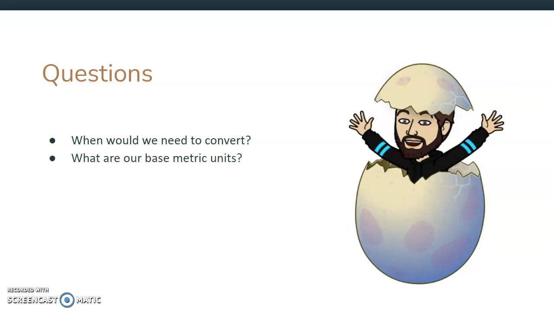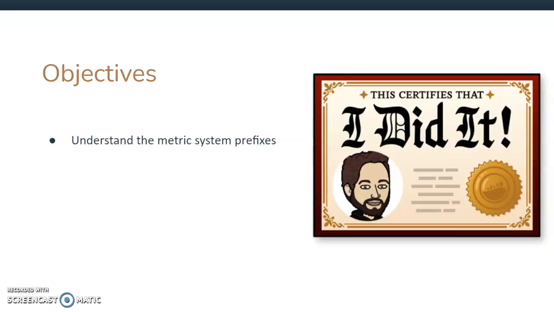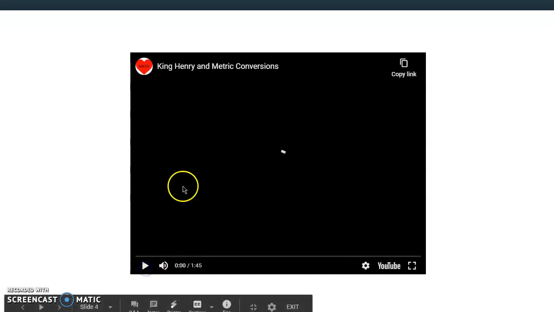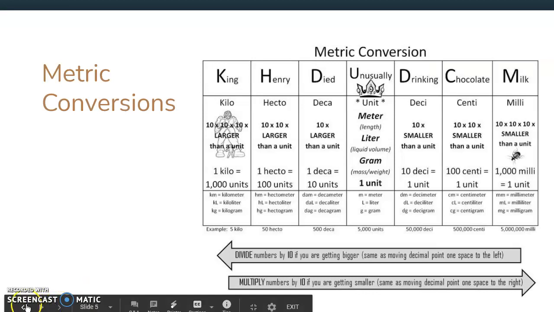Also, if anyone can remember, we've talked about some of our base metric units, or just kind of used them, but can anyone remember what they are? Our base ones are our meter, liter, and gram. So that's just some things to get us started thinking about what we're going to be talking about. Some of the objectives: by the end of the day, I hope we can understand our metric system prefixes and then be able to convert between our units easily. I have a video that does a good job explaining our metric conversion, so please pause this video and go watch that link.